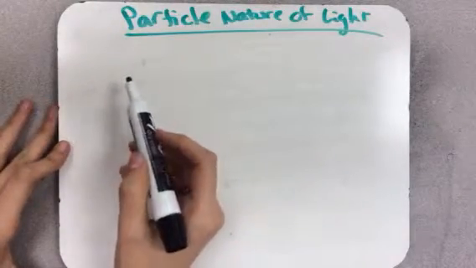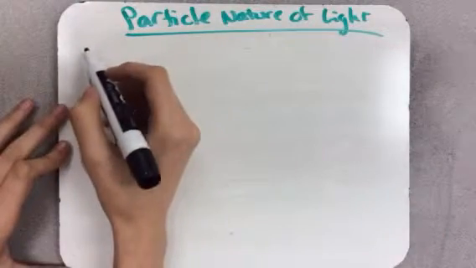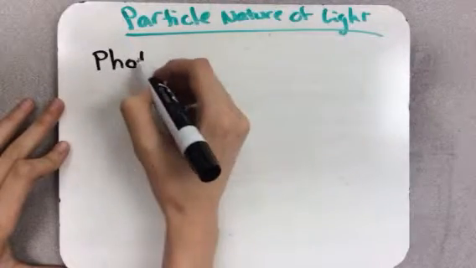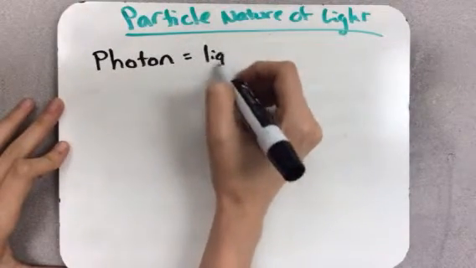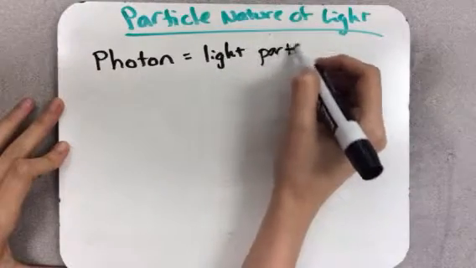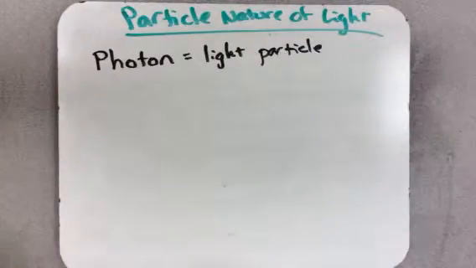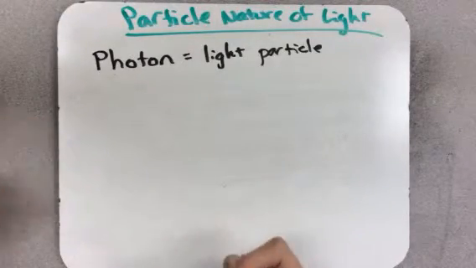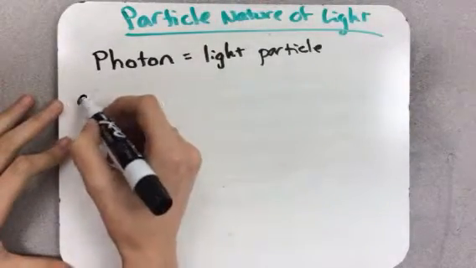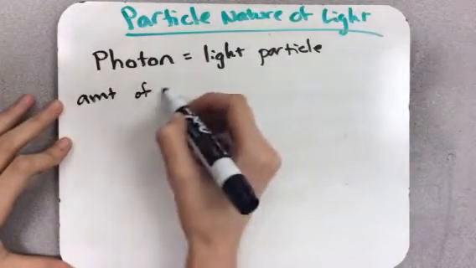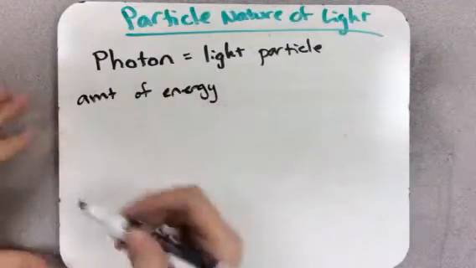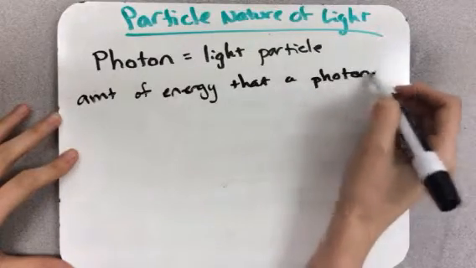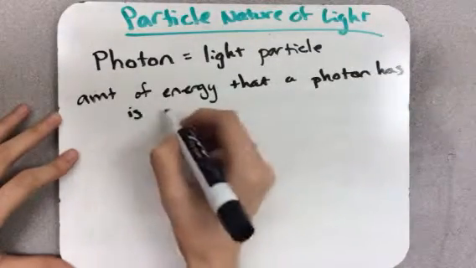Now, there are a few additional details that we need to cover. There's something that we call a light particle, which is very strange, but it's called a photon. A photon is a light particle. It's really kind of an electron that has enough energy to emit light. And that amount of energy that a photon has is a quantum.